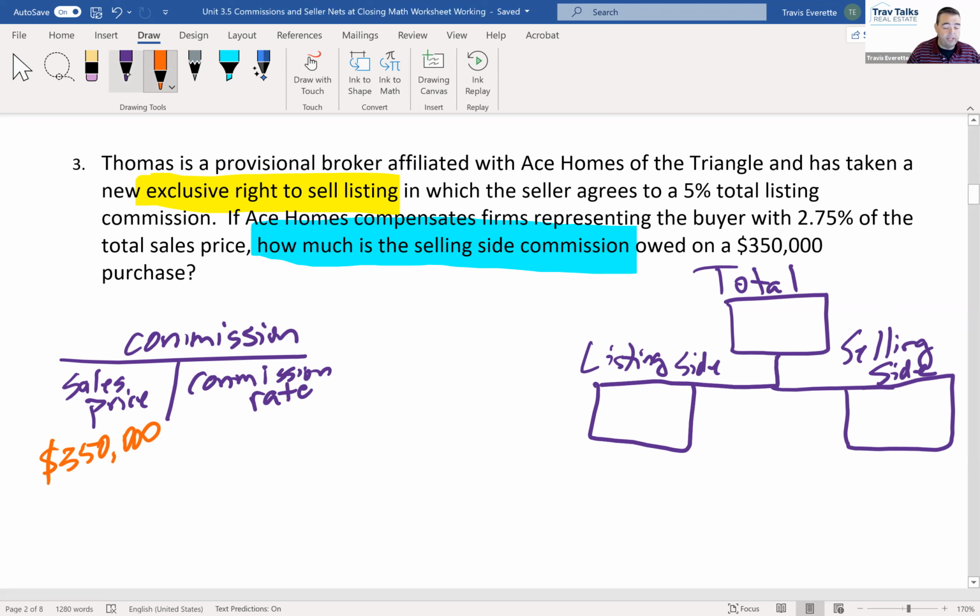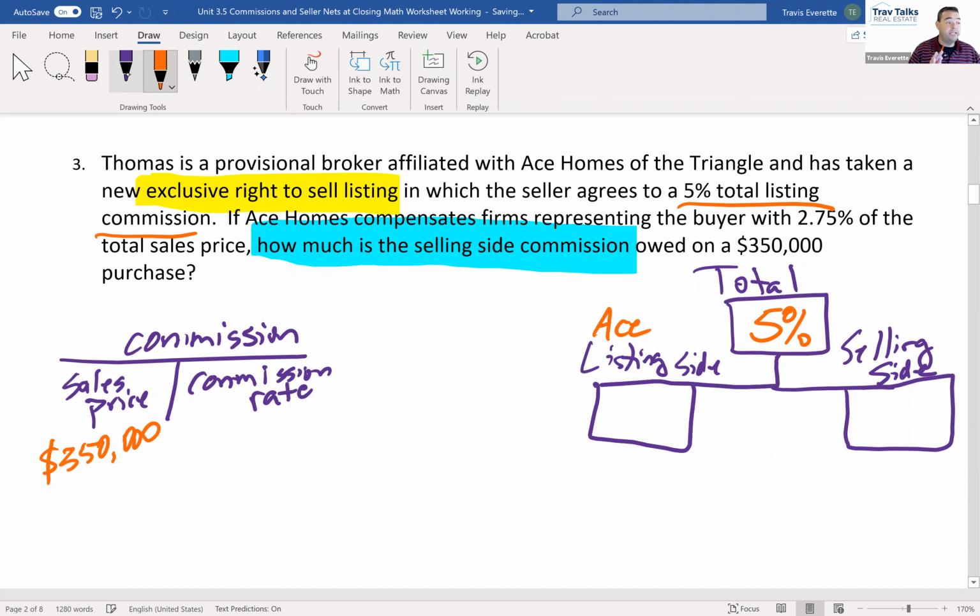Here's what they tell me about these rates. They tell me we have a 5% total, 5% total listing commission right there. And it says Ace Homes. And you can get in the habit of labeling them in here too. Ace is the listing firm, right? It says Ace Homes compensates firms representing the buyer with 2.75% of the total sales price.